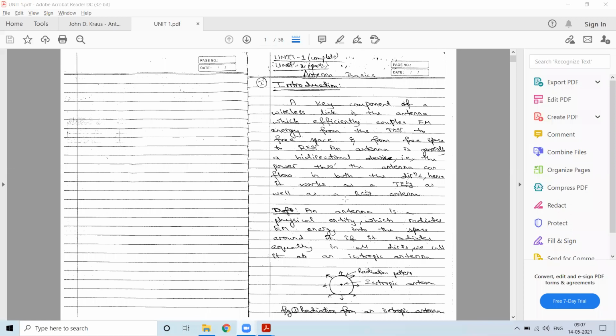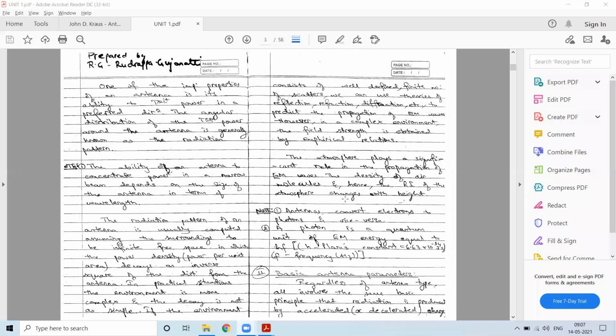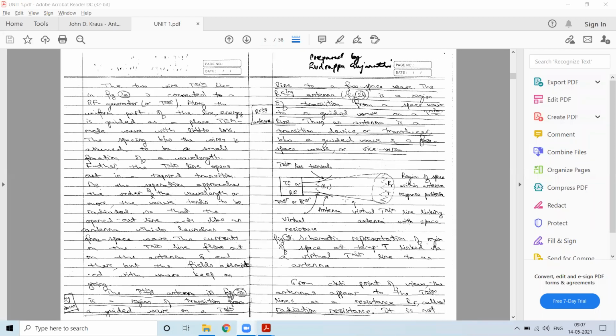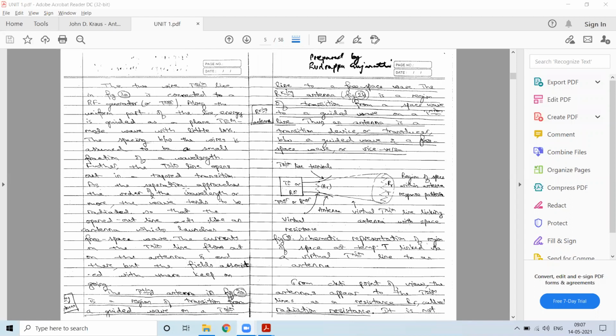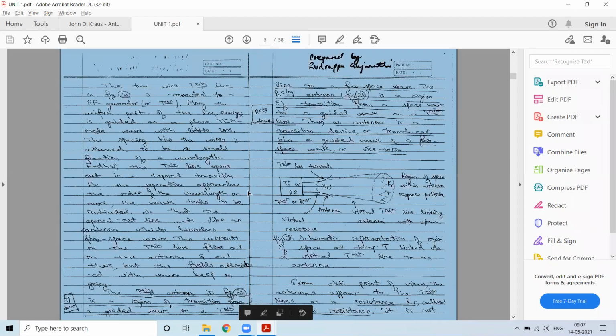So, in the previous session, we discussed beam area, or the beam solid angle. With respect to that, we will be solving a few problems.